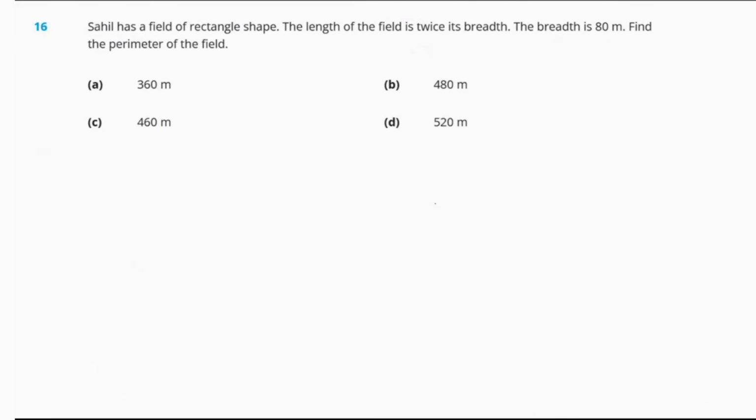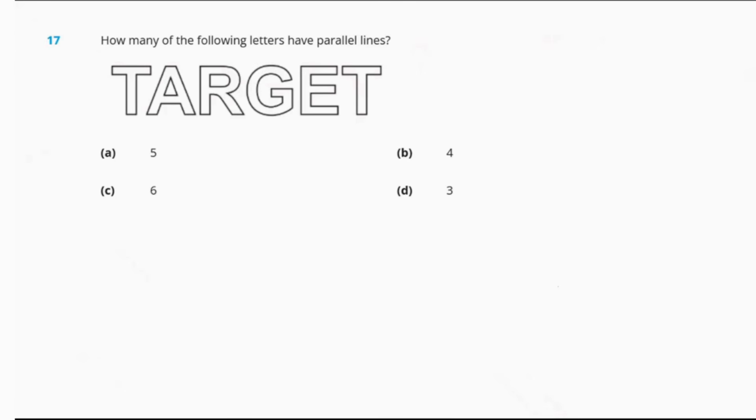Now the next question is question number 17, that says, how many of the following letters have parallel lines? In this question, we are provided with a word, and we need to check which alphabets contain parallel lines. Let's see T first. Basically, such questions usually depend on the font of how the letter is written. The first letter is T, right? If you can clearly see here, these vertical lines are parallel to each other, right? So we will consider this as 1.